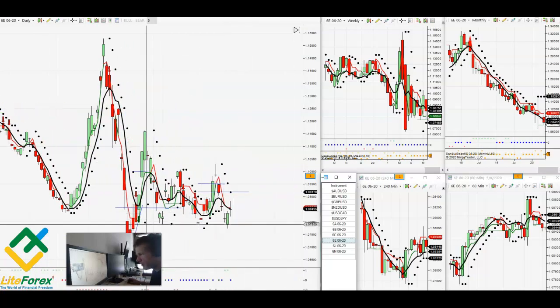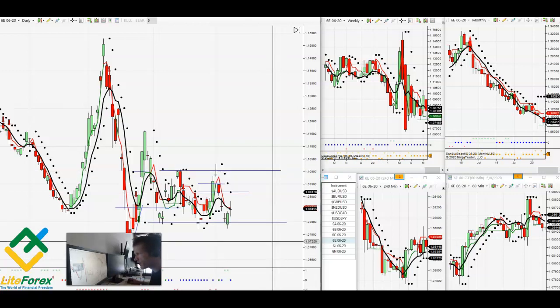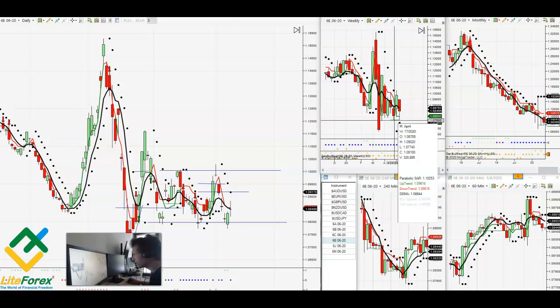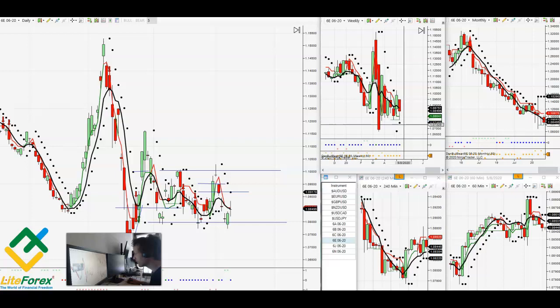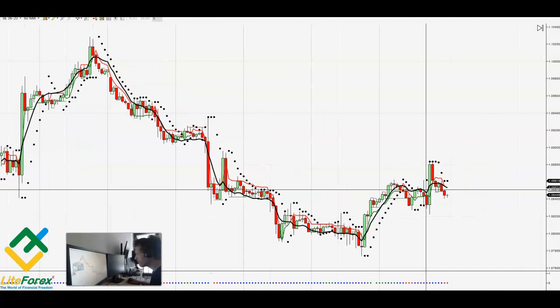Okay, we can see that support here at 108. You see that resistance up here, 1.1000. You see that support hit on the weekly, that exact low, 107.740. Let's blow up the 60-minute.